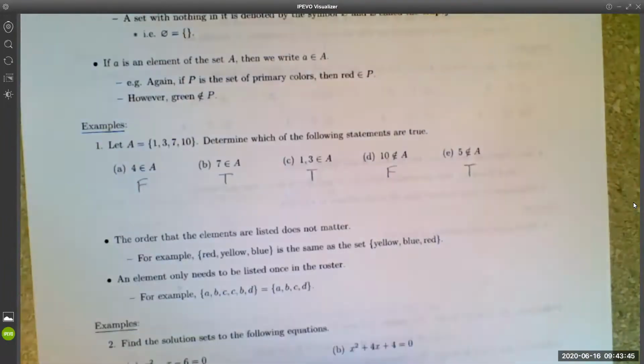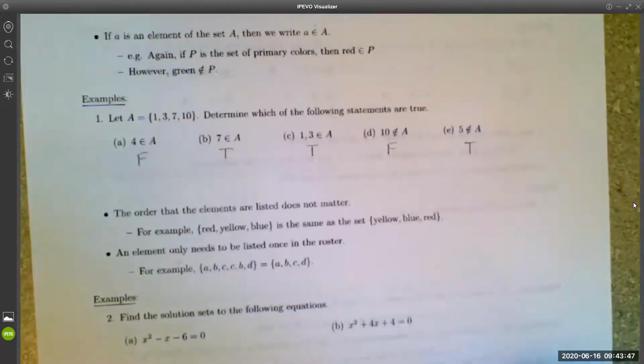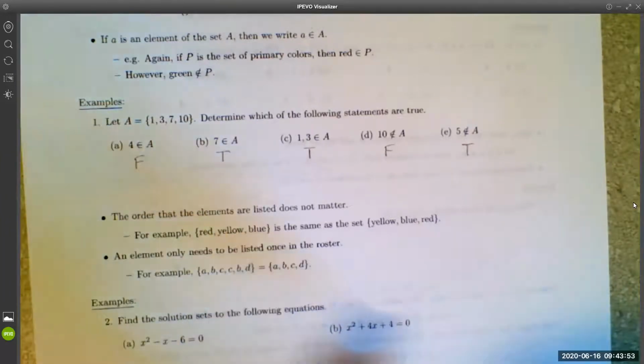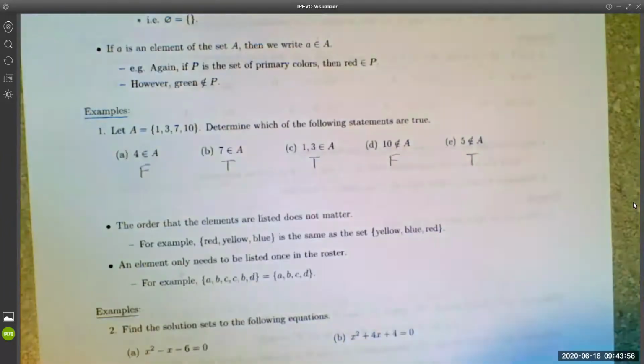Okay? All right. The order that the elements are listed does not matter. So for example, the set red, yellow, blue is the same as the set yellow, blue, red. There are different kinds of mathematical structures where the order does matter, but sets are not one of those, right? So the order in which you list the elements does not matter when you're dealing with sets.